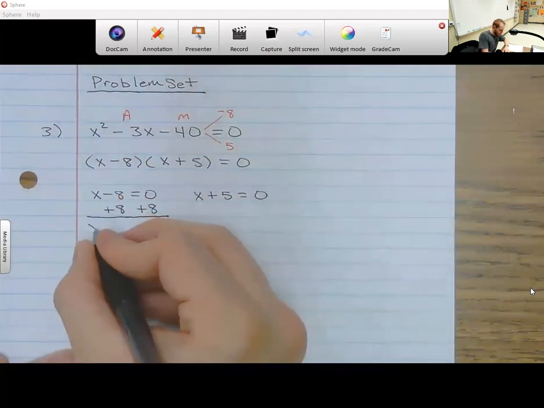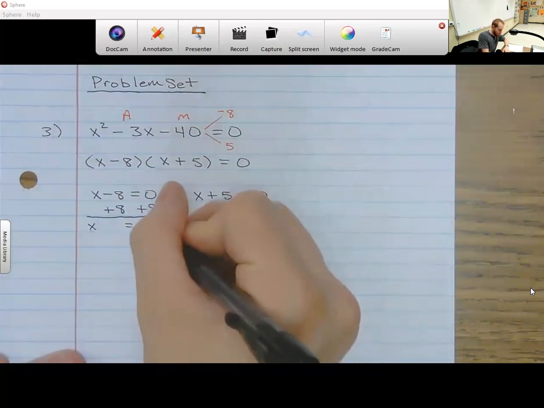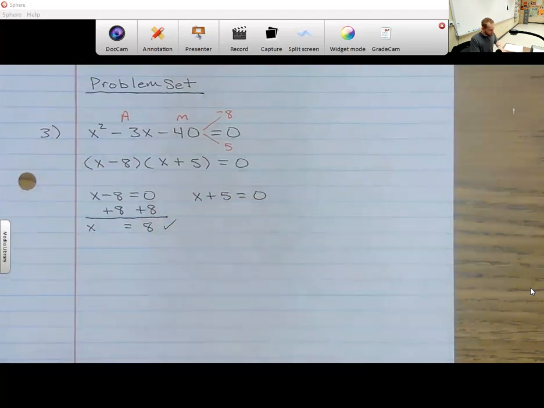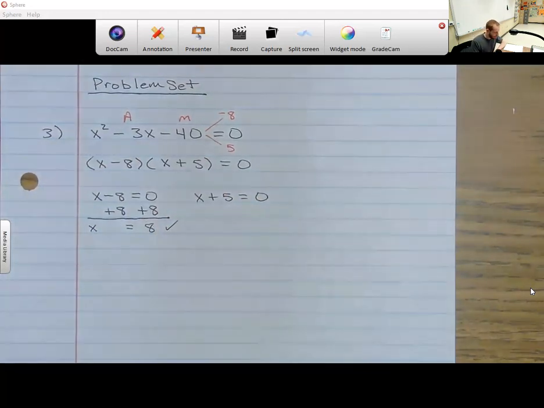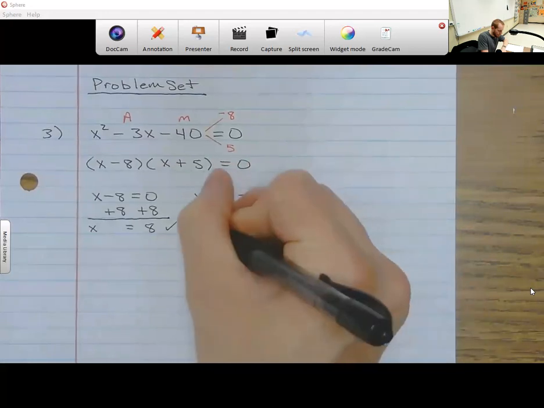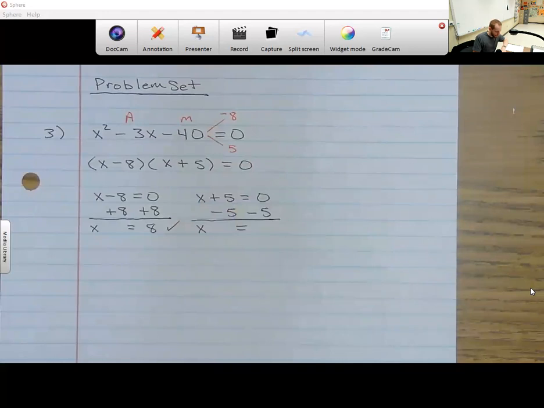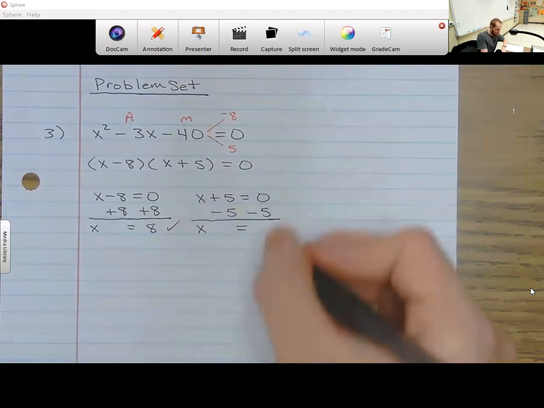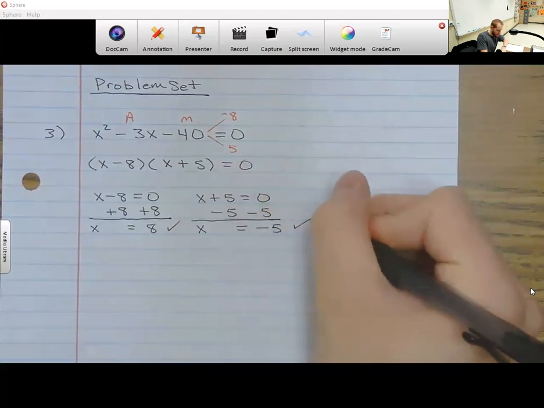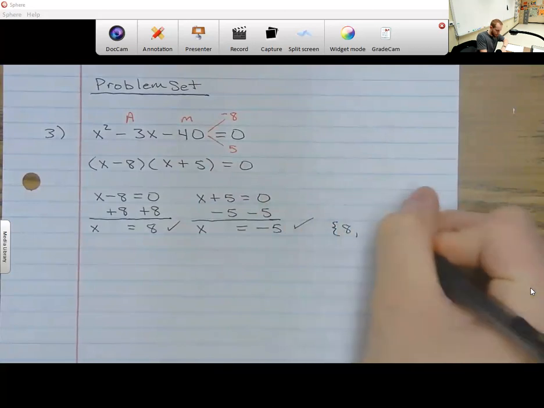So here I have x equals 0 plus 8. That's going to give me positive 8. So my first answer is going to be 8. What about my second answer? Well, I need to subtract 5 from both sides. That way I'll get rid of that plus 5. When I do that, I get x equals 0 minus 5. That's going to be negative 5. So that's going to be my second answer. So my solution set is going to be 8 and negative 5.